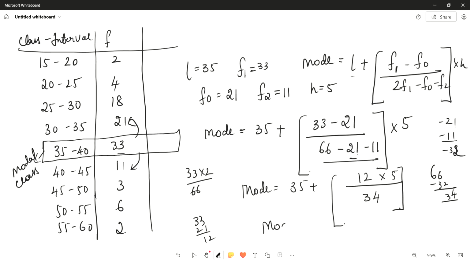So mode is equal to 35 plus 60 by 34. This is around 1.9 something, 1.8 you will get. So 60 by 34, do direct division. 1.8 you will get. So mode will be equal to 35 plus 1.8. So mode is equal to 36.8.